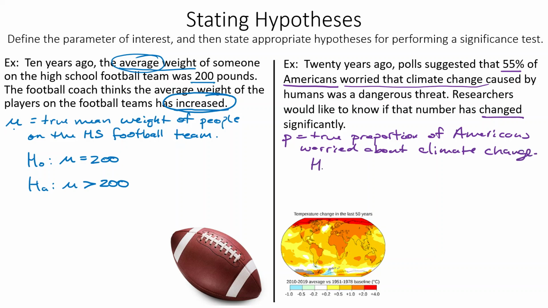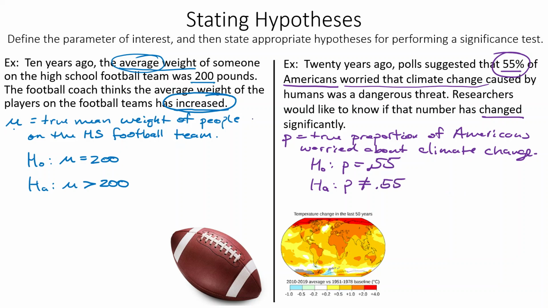All right, and now we have a null hypothesis and we have an alternative hypothesis. Both of them will involve p. The null one will be equal, and we've said it was 55% before, so we're going to say it still equals 55% or 0.55. For the alternative, we want to know just has it changed? So it could be greater than or less than, so we use not equal to 0.55.